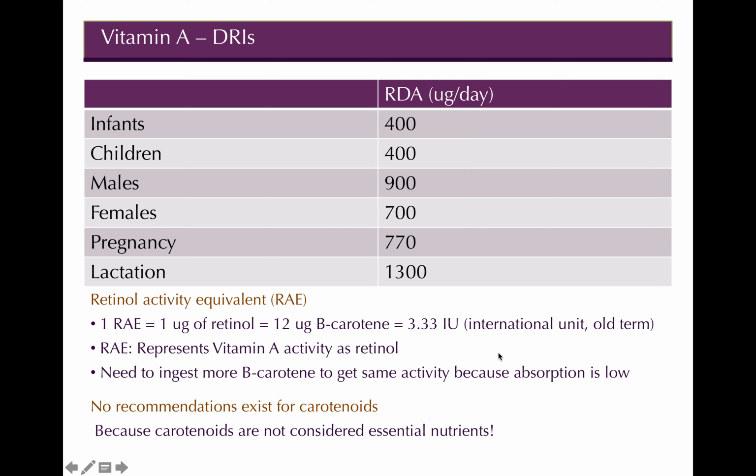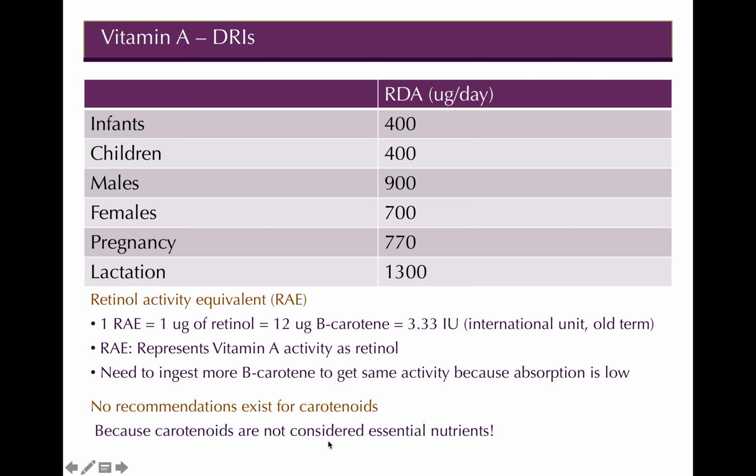And then these conversion factors are different for each one. So it's definitely very weird. I don't understand why it exists or what the point is. The DRIs don't mention them though. The DRIs just refer to everything as micrograms for vitamin A. So RAE, to put it more simply, just represents the vitamin A activity of retinol and how much beta carotene you would need to ingest to get that vitamin A activity. And then obviously you need a lot more beta carotene because absorption is so low.